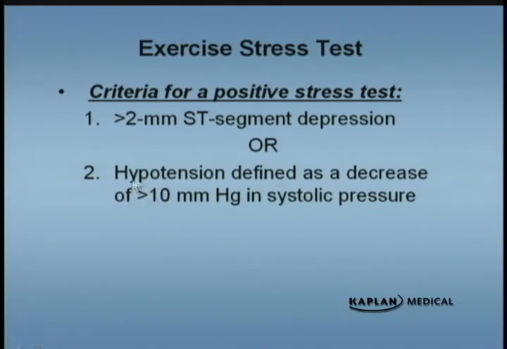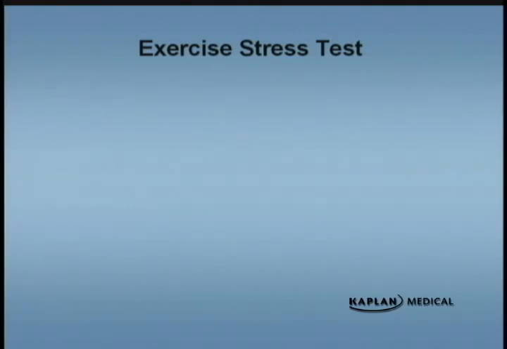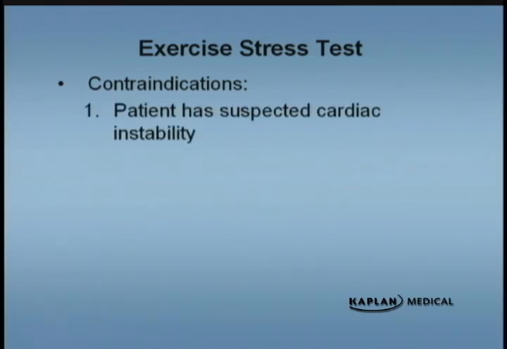Now look at the criteria. You develop hypotension, a decrease in your blood pressure, or ST segment depression. So it means I have to be able to read the EKG for ischemia. So how do I determine a regular exercise tolerance test? One, I need to be able to exercise. Two, I need to be able to read the EKG.